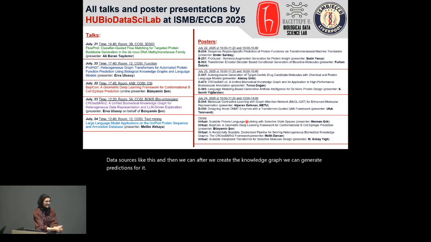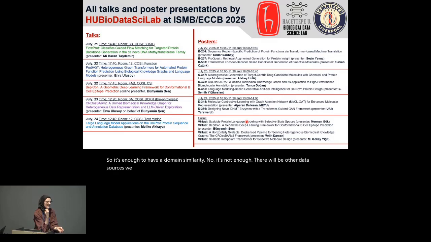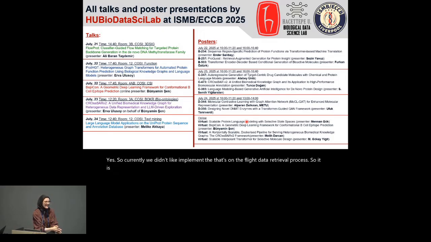So it's enough to have a domain similarity? No, it's not enough. There would be other data sources we would source the interaction data set. It's just an example. It would be enough just to have the sequence. So if it's enough to have the sequence, then a new protein can be predicted? Yeah, it would be possible. Yes, so currently we didn't implement that on-the-fly data retrieval process, so it is not currently available, but it will be in our future work.